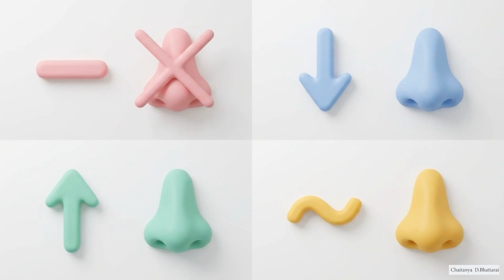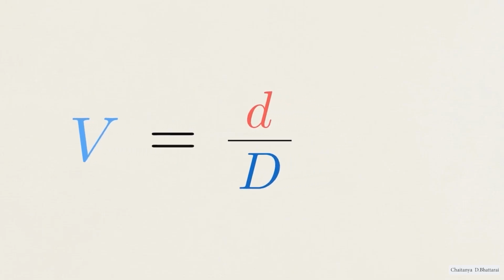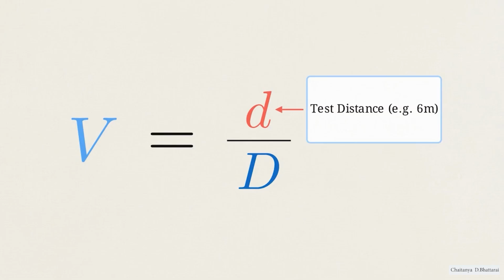Based on the patient's response, specific deficits are categorized. A total loss is anosmia, a decrease is hyposmia, an increase is hyperosmia, and a distorted sense of smell is parosmia. This formula illustrates how we calculate visual acuity. V equals d divided by D. The lowercase d is the test distance, and the capital D represents the smallest line of letters a normal eye can read at that specific distance.